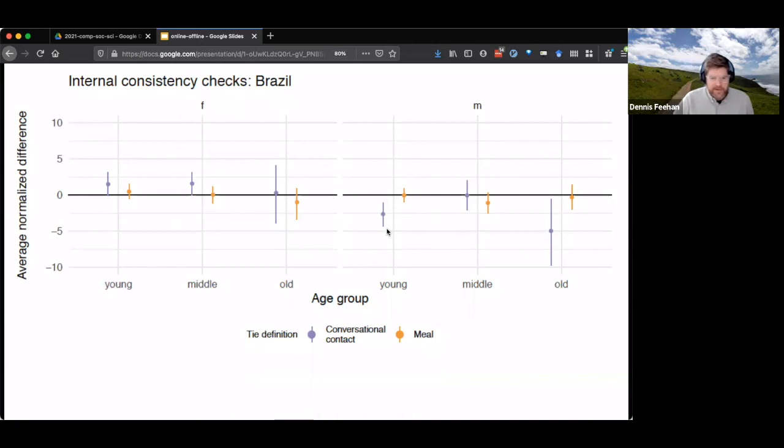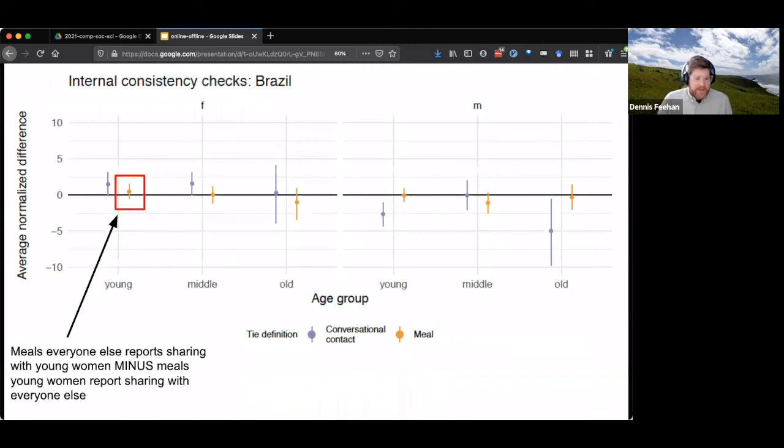Okay, so this plot shows the results of these internal consistency checks for age and gender groups from the survey in Brazil. The results from the conversational contact definition are these purple points, and the results from the meal network are these orange points. Just to make this a little more concrete, this point here is plotting the meals that everyone else reports sharing with young women, minus the meals young women report sharing with everyone else. And in this case, the confidence interval, which is based only on sampling noise, includes 0. And so this is consistent with reports being pretty good for this group.